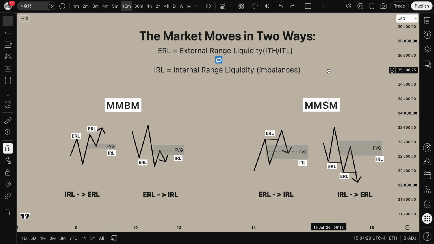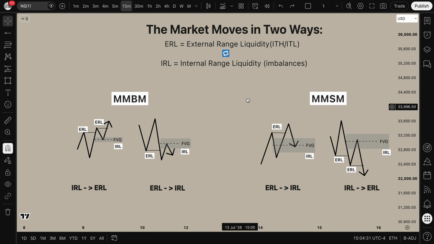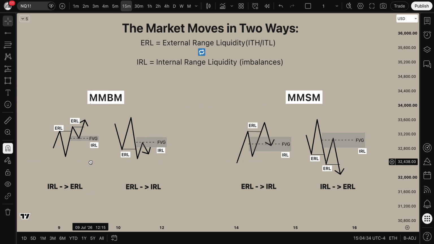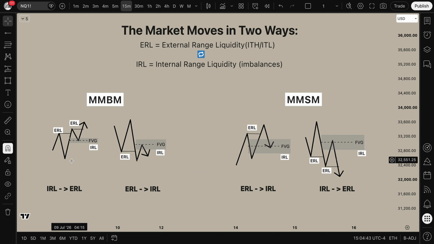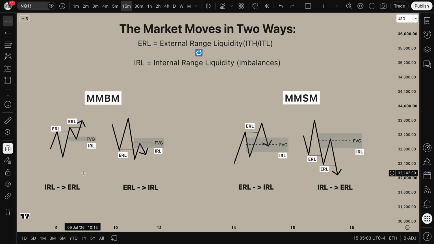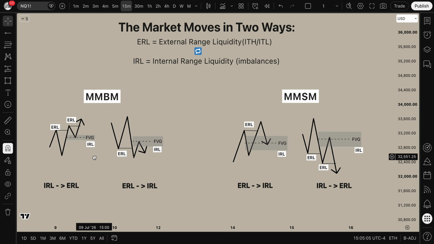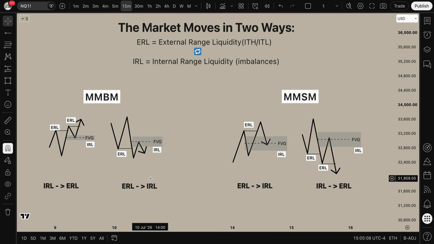So these are the concepts, IRL and ERL. Okay, look, in the first scenario, I'm going to cover from internal liquidity to ERL, IRL to ERL. This is how the market moves. The market first has to take out external liquidity, which is obviously in the form of swing highs, to then trade back into IRL, which in the first example, that's what I showed. And then trade back into the IRL, giving us a market maker buy model on a lower time frame, giving us entry to then trade back into ERL. So it's from IRL to ERL. Simple as that.